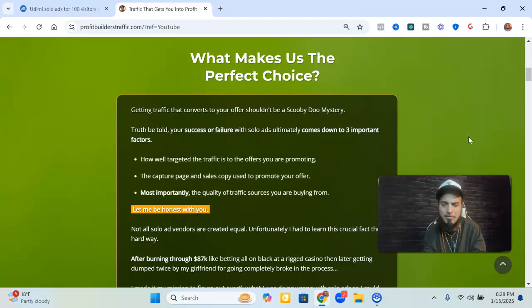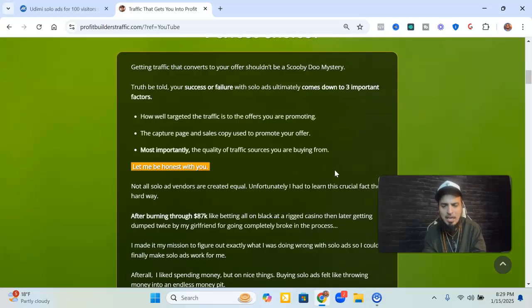Because I knew that if I went through these things, other people have to be going through those same things as well. So my whole goal in starting a traffic store and selling traffic was to help people get conversions. So what I actually help you with is getting targeted traffic to the offers that you're promoting, and I make sure that your capture page and sales copy are congruent to the offer. So you want to make sure that the capture page and the sales copy are congruent, and that way they go together, right? And then most importantly, you want to make sure that the traffic that you're getting is very high quality.